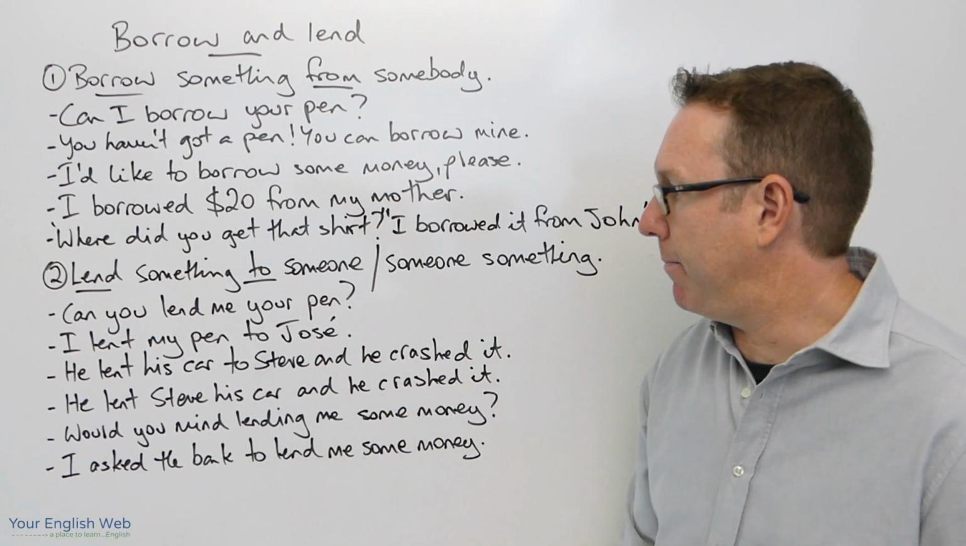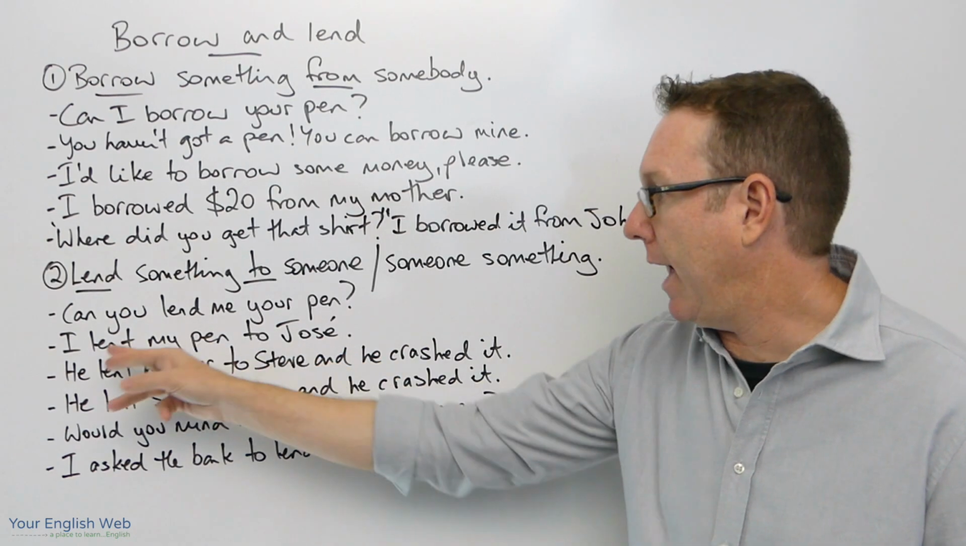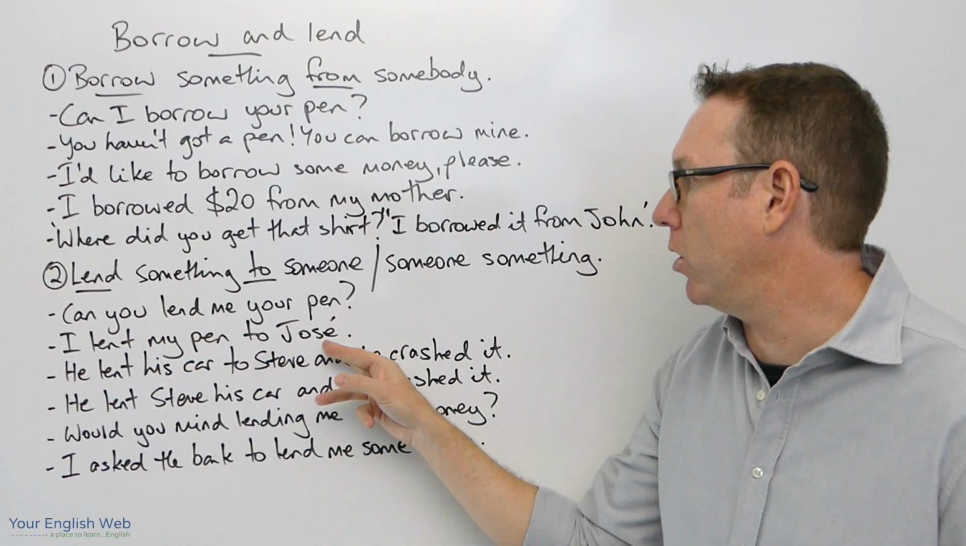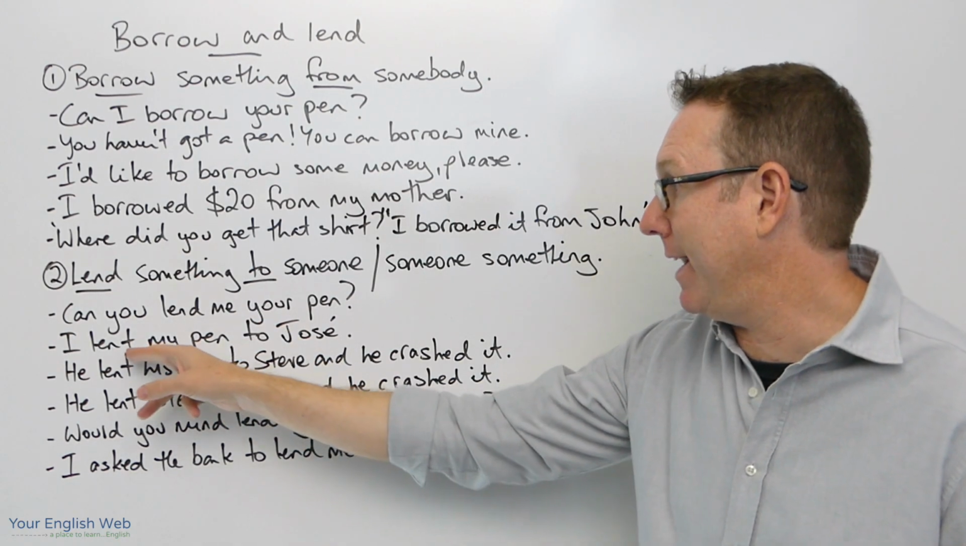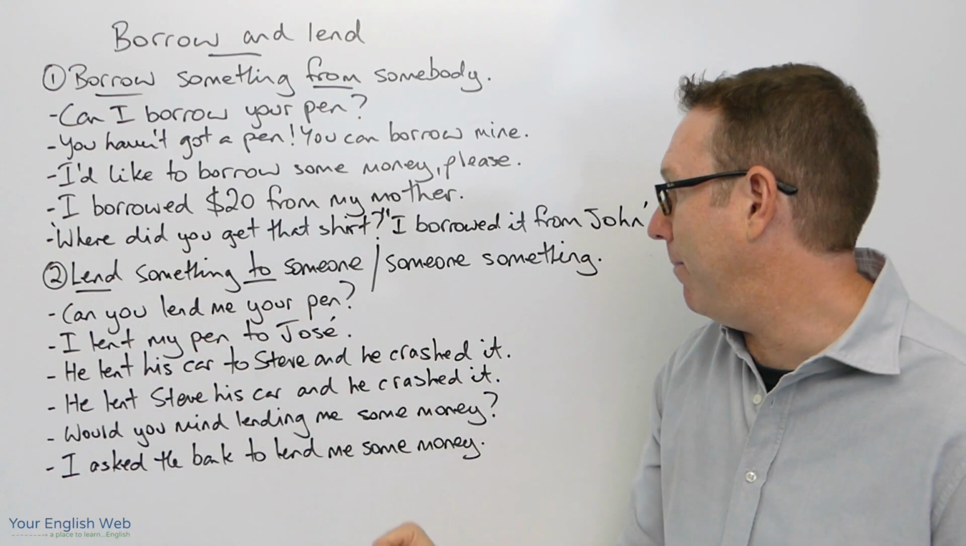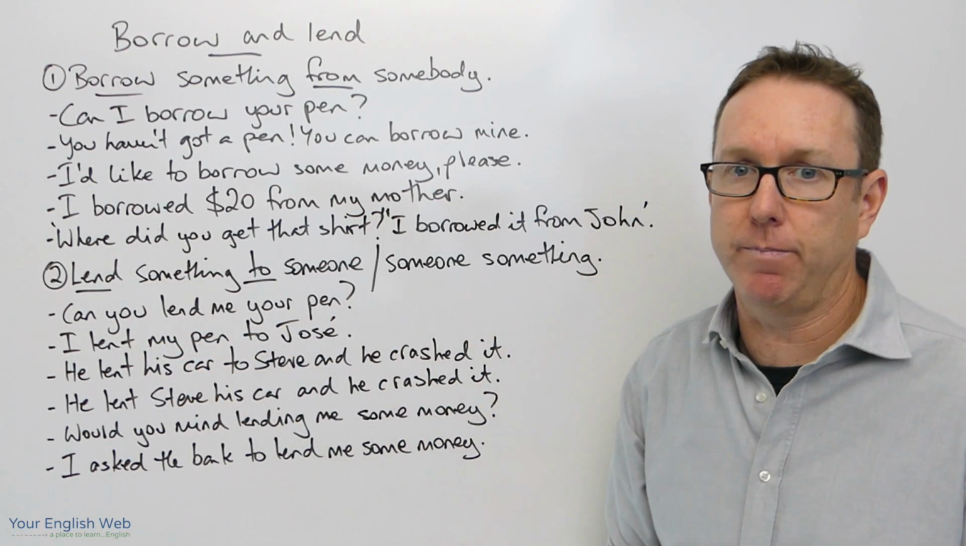The second example, I lent my pen to Jose. He asked me for my pen and I lent it to him. Okay, I lent my pen to Jose.